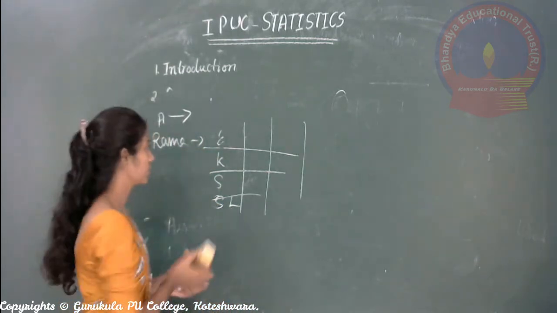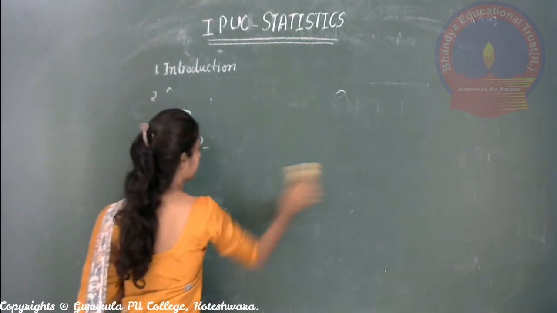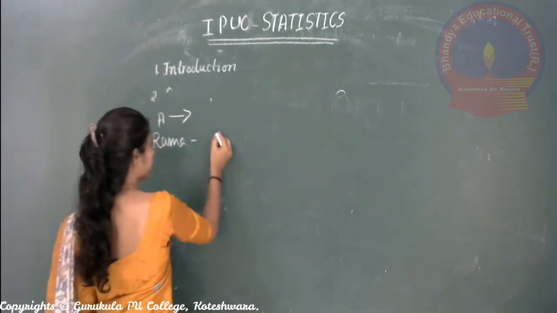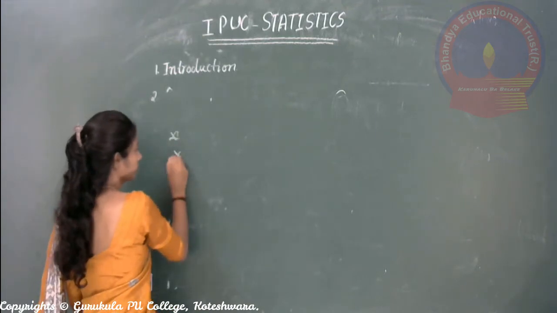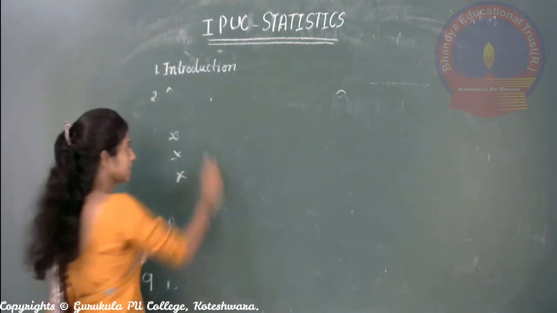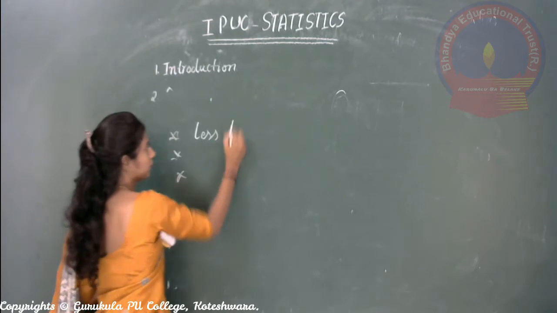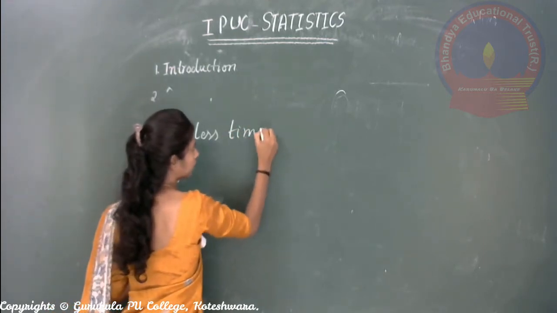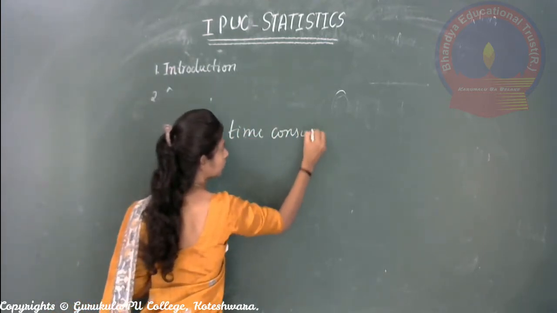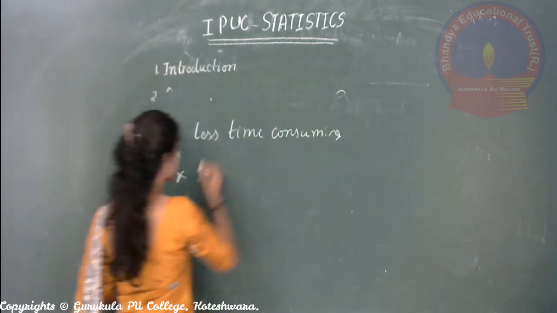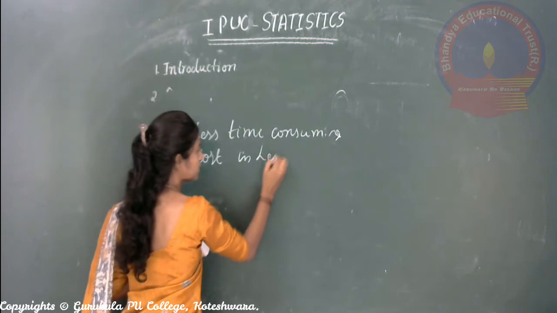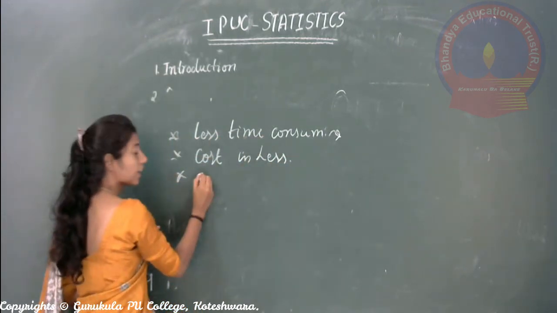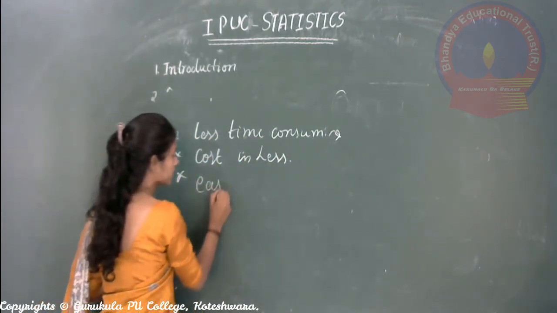ಏನಾಗುತ್ತೆ easily ಅರ್ಥ ಆಗುತ್ತೆ. There are three reasons that we are using statistics. Three reasons to use statistics: one is it is less time consuming, and at the same time cost is less, and it is easy to understand.